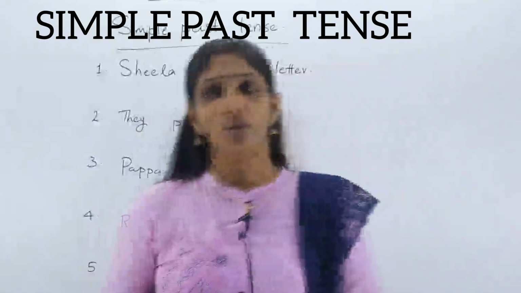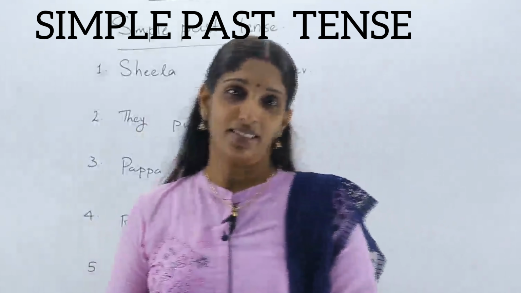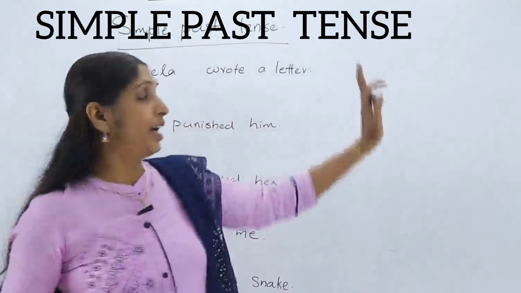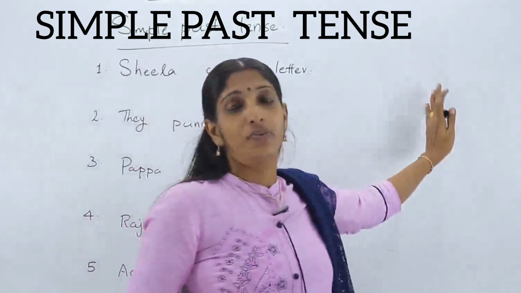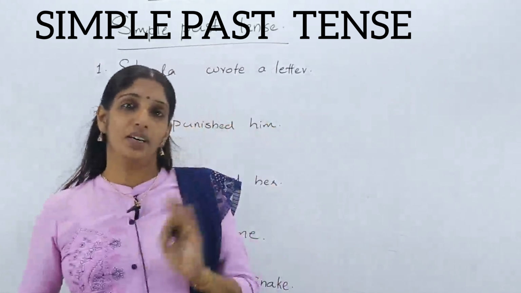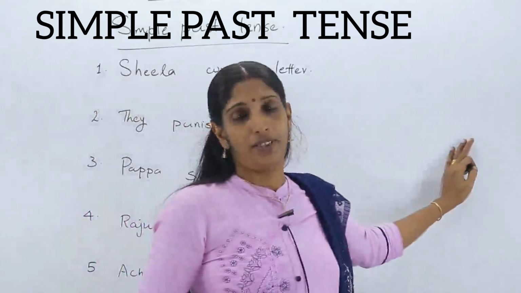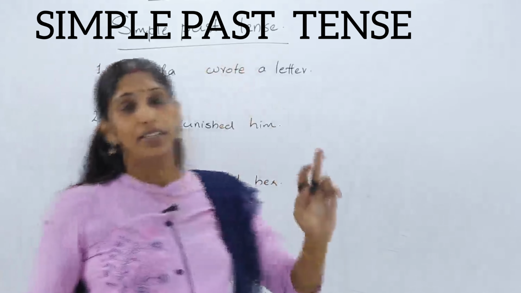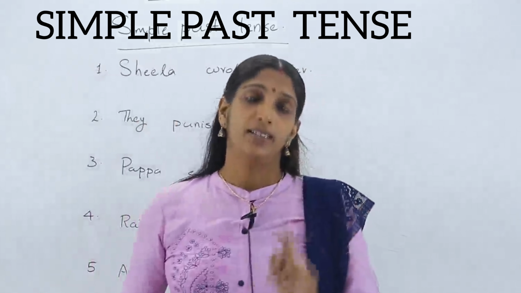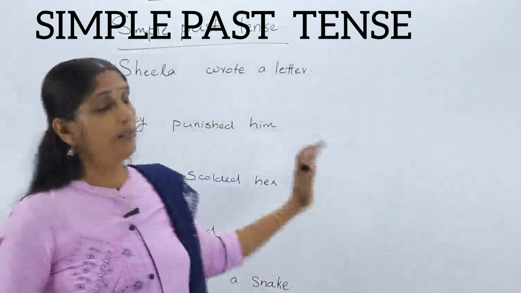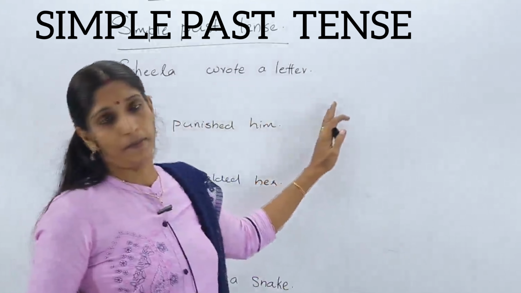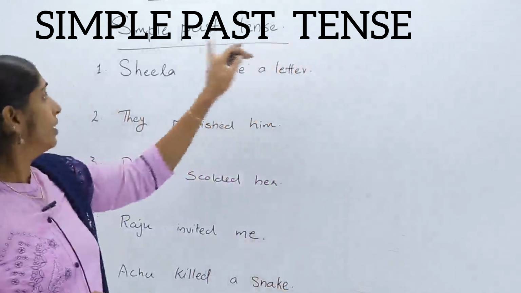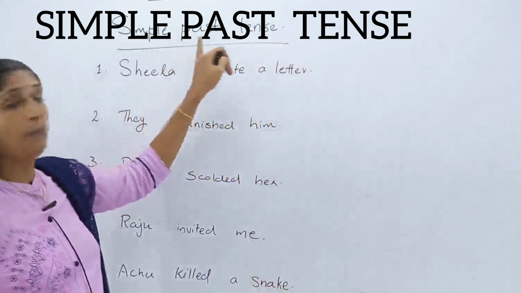Okay, children. Now we have to check past tense. Just like present tense, here we have to change the first three tenses in past into passive voice. That is simple past tense, past continuous and past perfect. These three tenses also have passive voice. Now let's analyze one by one. Let me begin with simple past tense.